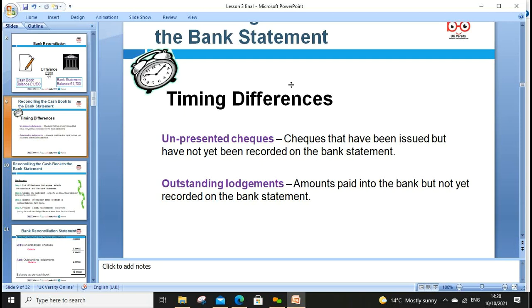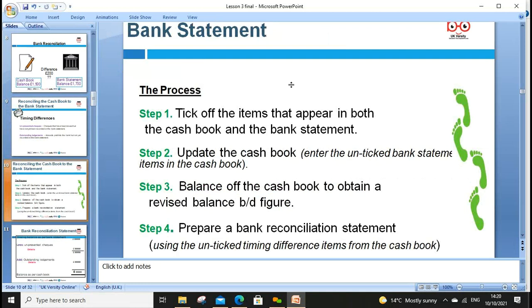A check that has been issued but has not been recorded in the bank statement, but my cash book shows the lower balance. But in the bank statement the balance has not been reduced, so there is a difference. Outstanding lodgement is the amount paid into the bank but not recorded in the bank statement. So we receive a check from somebody, we deposit it in the bank, but the check wasn't credited yet in the bank account. That's what we can look for.